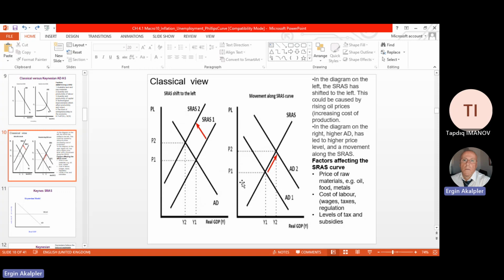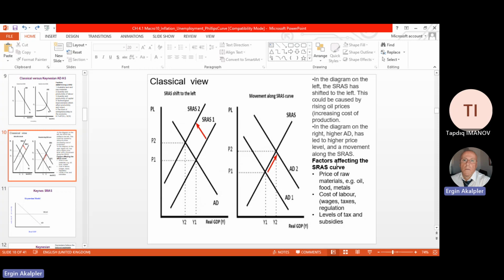In the diagram, as I mentioned on the left, the short run aggregate supply has shifted to the left, and this could be caused by rising oil prices or by rising prices of any other product. It's supposed to be the oil, and this will then increase the cost of production. As you see, when the cost of production is increased, this will then reduce the output because of this increasing price. And in the diagram on the right, where we are indicating the aggregate demand curve, it is shifted upward. This represents that the higher aggregate demand has led to a higher price level and the movement along the short-run aggregate supply curve.